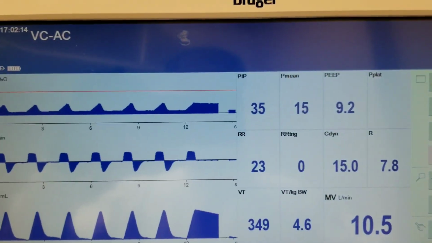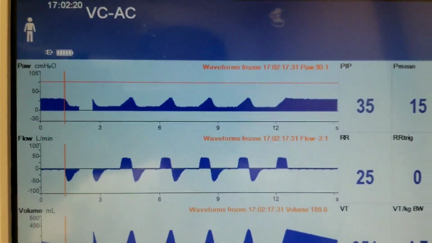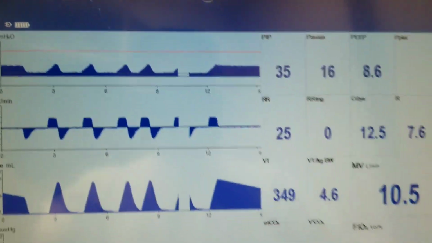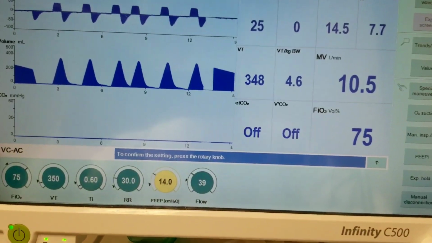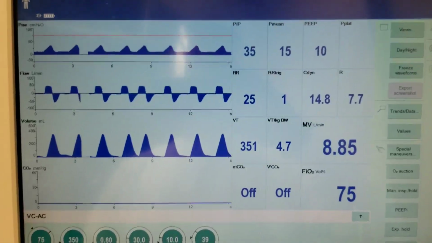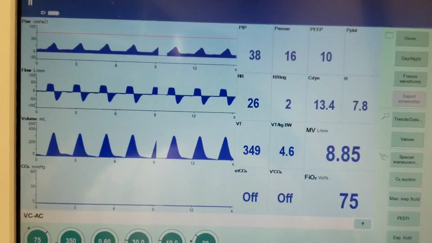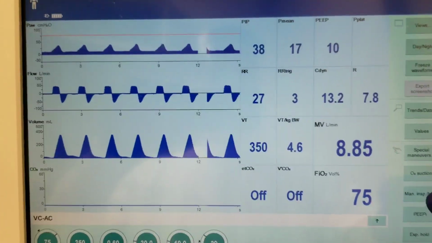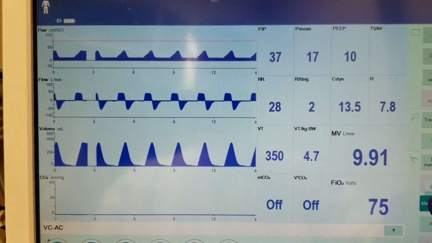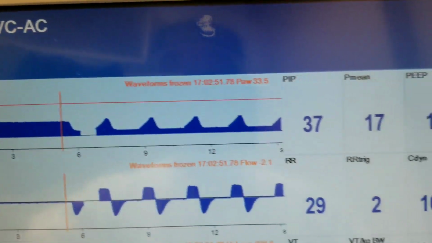All right, we're doing a plateau again. And we're going to check here. So 30. We're going to do 10. Give it a few breaths. Doing the plateau. Freeze the waveform. We're at 33.